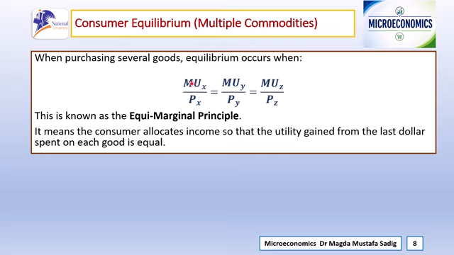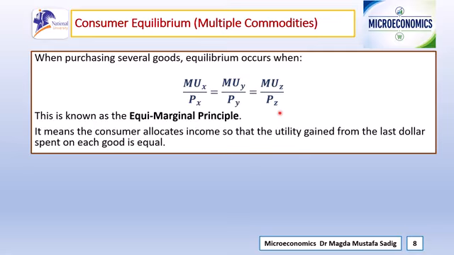per unit of money spent, marginal utility of X divided by price of X, is equal across all goods. See here, marginal utility from good X divided by price of X should be equal to marginal utility of good Y divided by price of Y, which should be equal to marginal utility of good Z divided by price of Z.